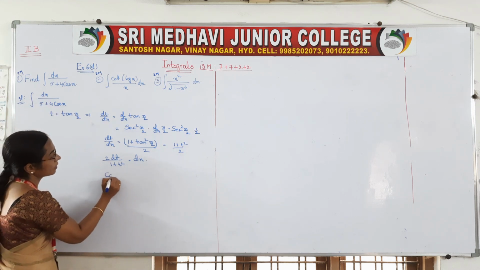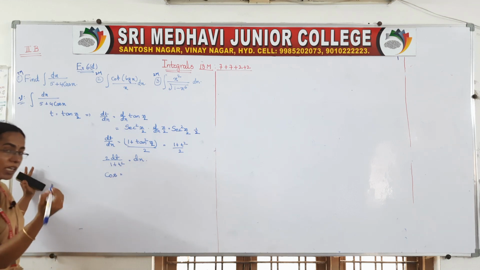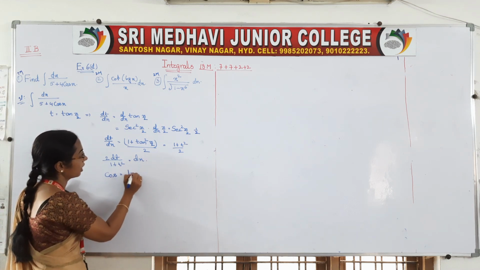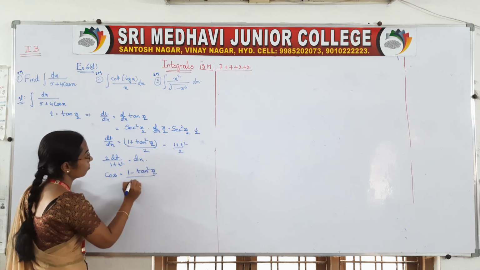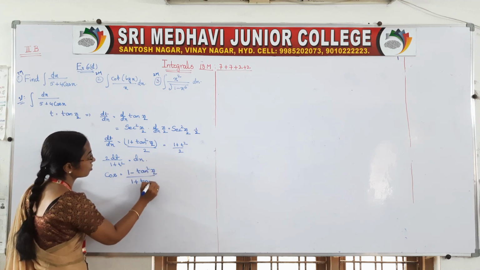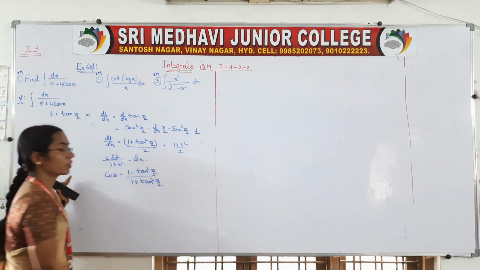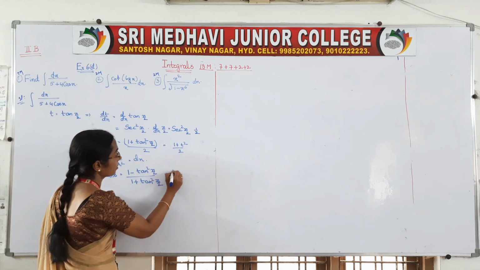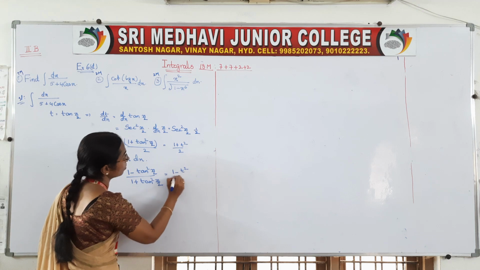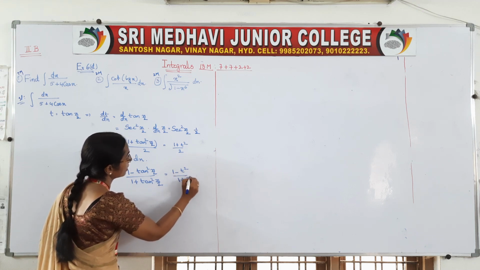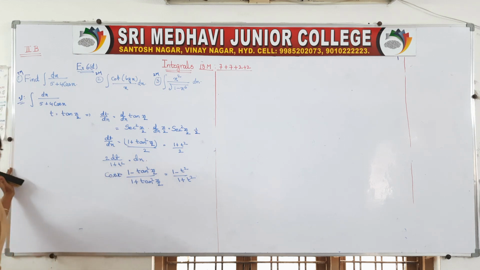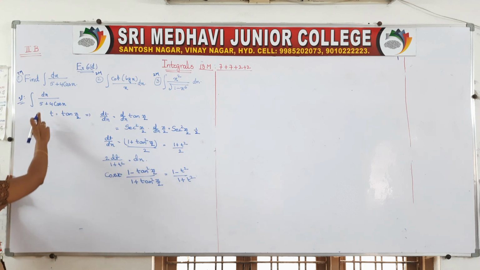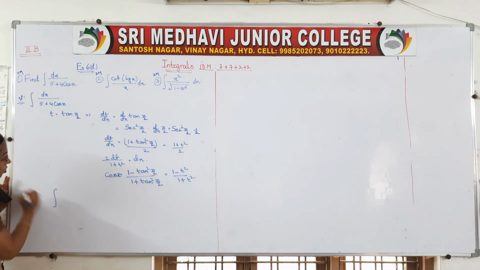Come on, cos x, again by using our trigonometry formula, is 1 minus tan square x by 2 by 1 plus tan square x by 2, which is equal to 1 minus t square by 1 plus t square. This is our cos x value. Okay, so we got all the values now. So take your problem and substitute.